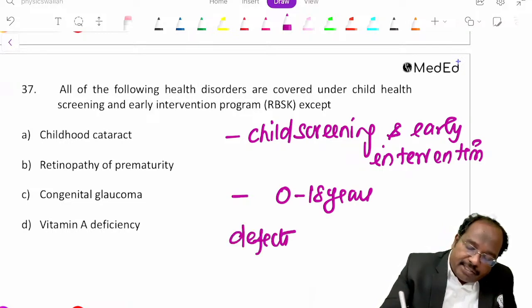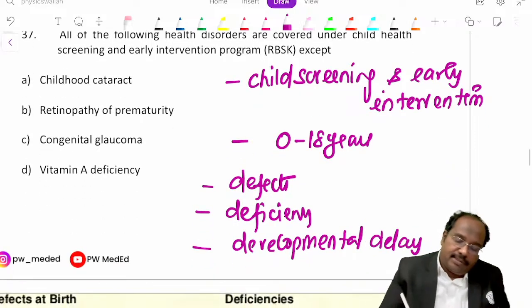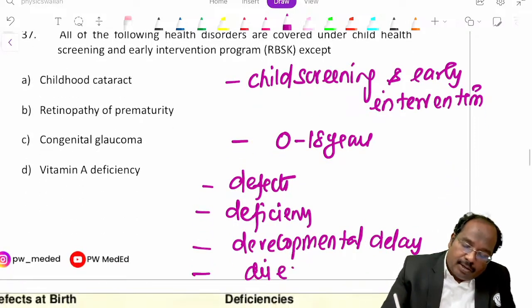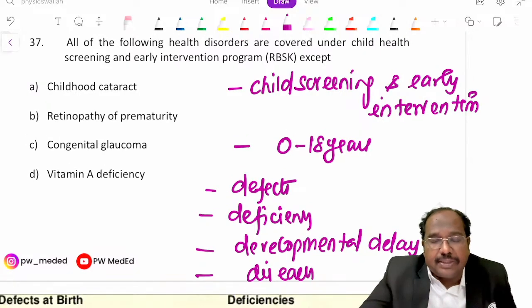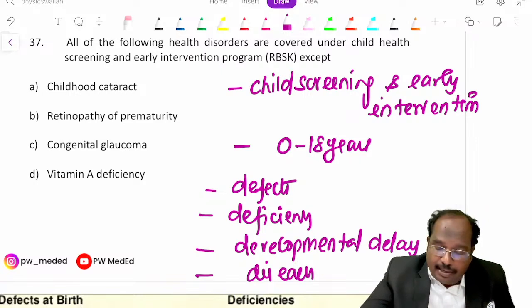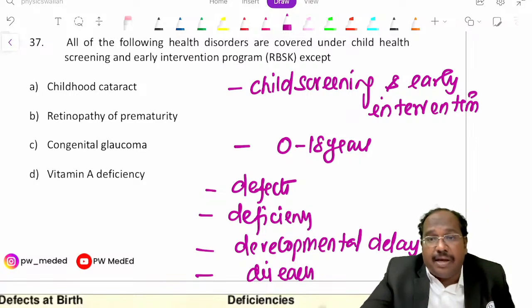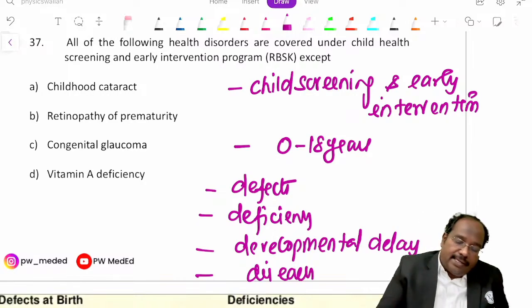4 Ds we will screen: defects at birth, deficiency disorders, developmental delay, and diseases. So these are the 4 Ds we are going to see. Now let us look at this one.